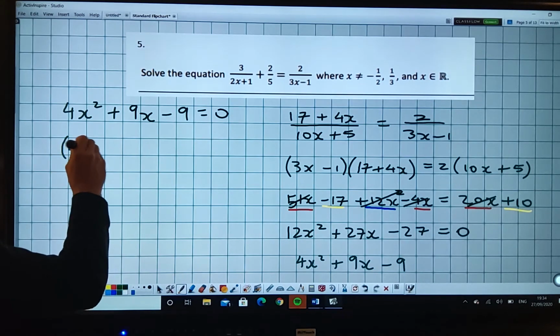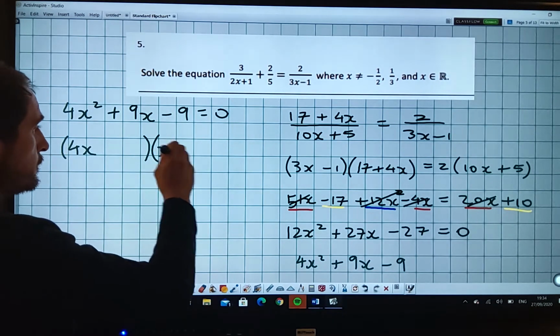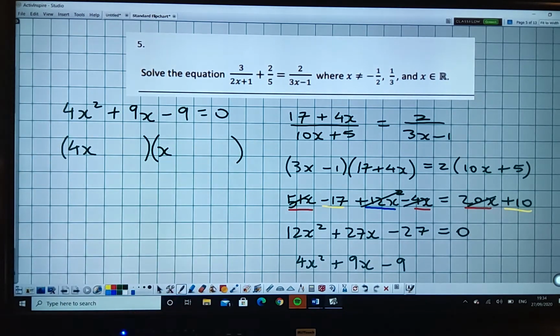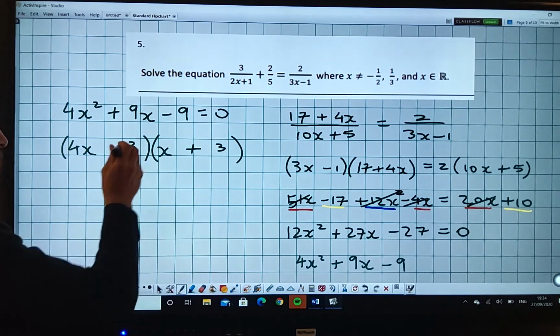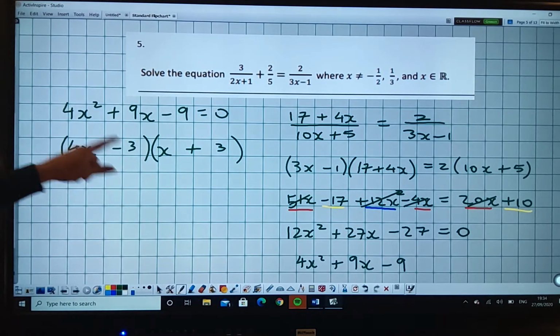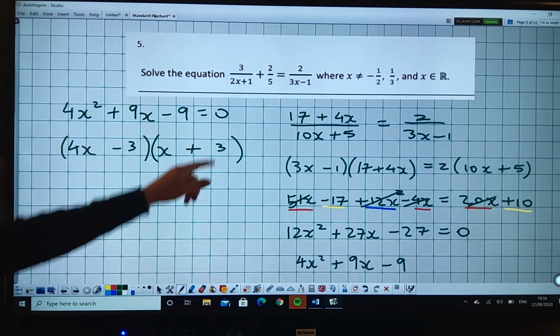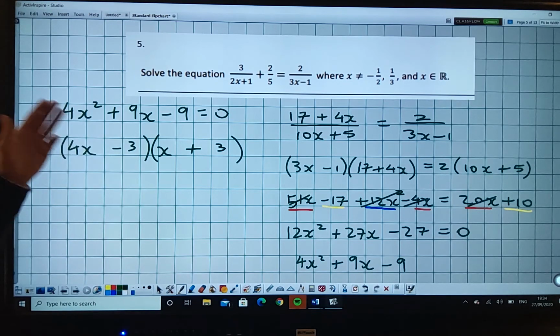So look, 4x times x, and now I'm going to have 3 and 3. Okay, I want to be positive, so it'll be plus 3 minus 3. So now look, 4x times x, 4x squared. 4x times 3 is 12x, minus 3x is 9x. Minus 3 times 3 is 9.